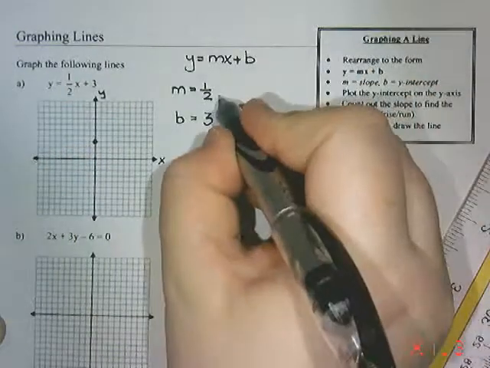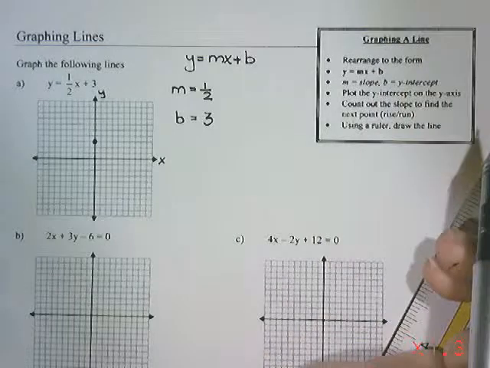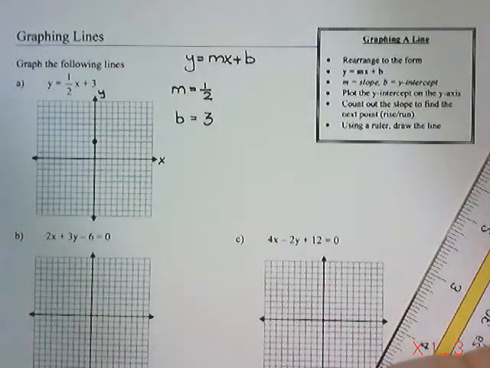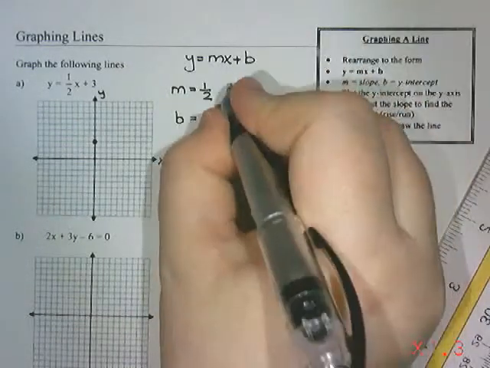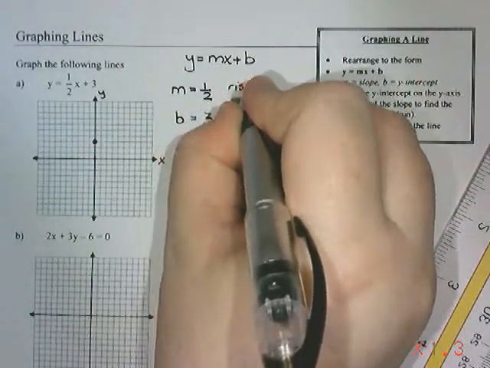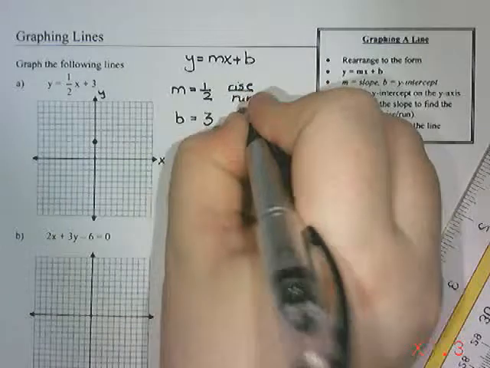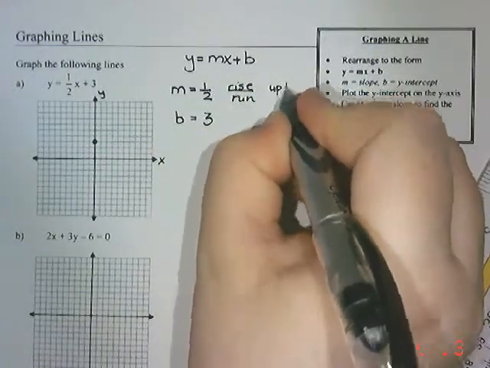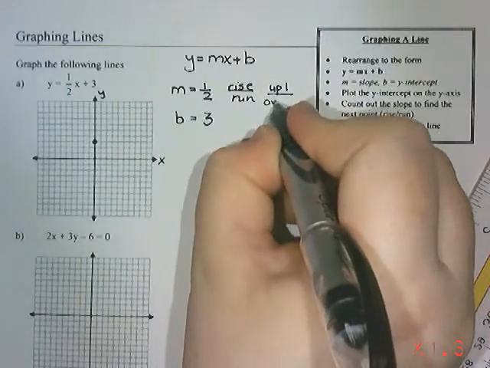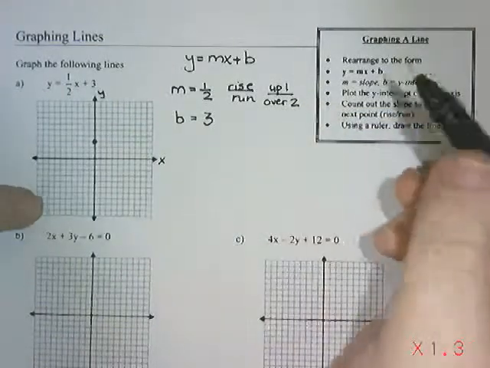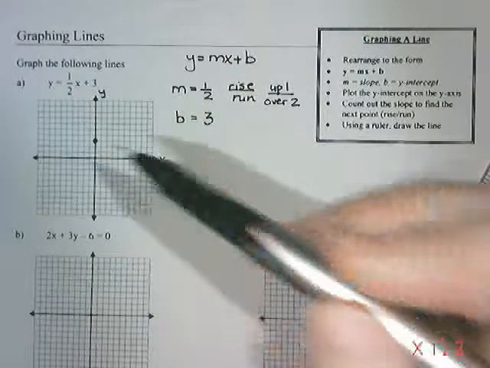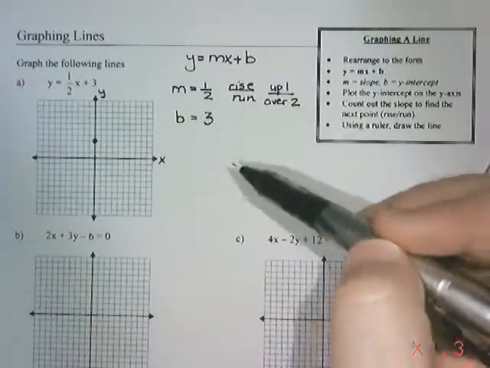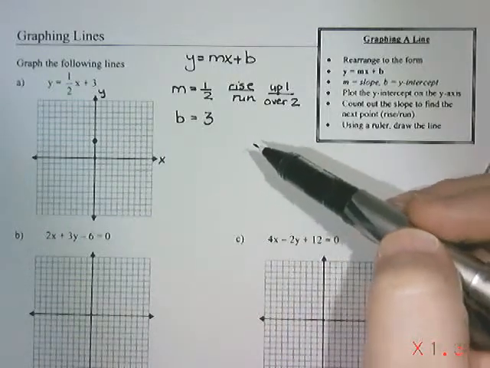Now, the slope is calculated using delta y over delta x, or the change in y over the change in x, or what they call rise over run, which means that the 1 is going to go up 1, and the 2 is going to go over 2. So when I'm graphing my line, in between any 2 points on the line, I would go up 1 and over 2 to get to the next point.